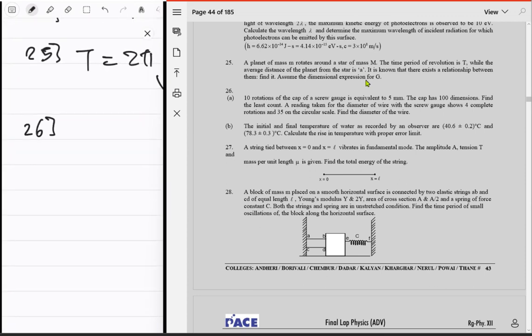26. 26 is 10 rotations of the cap of a screw gauge is equal to 5 millimeter. The cap has 100 divisions. Find the what, what I'm thinking कि जो अपना star है with respect to that guy, planet का acceleration actually क्या होगा? Just 2 gm upon r squared, right? Right? Yeah.